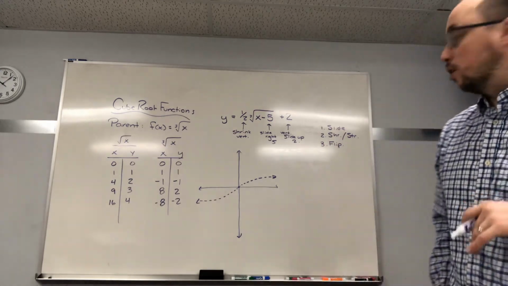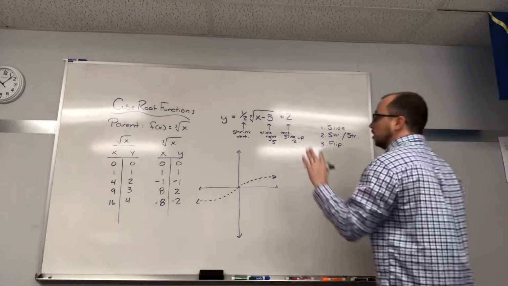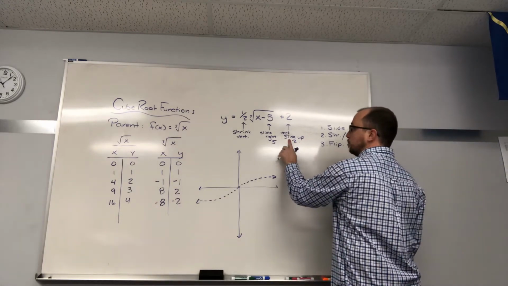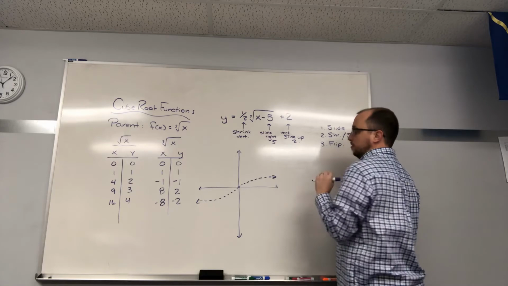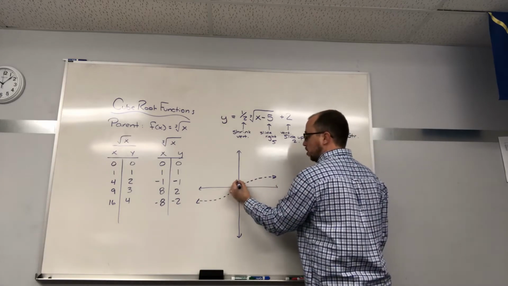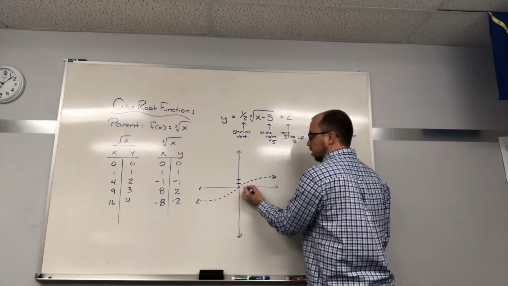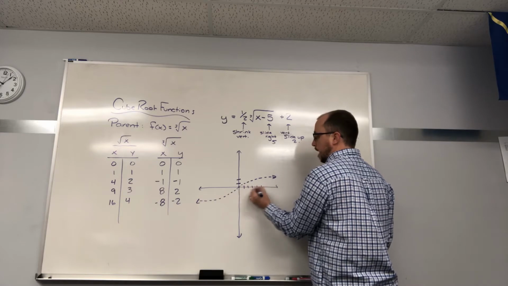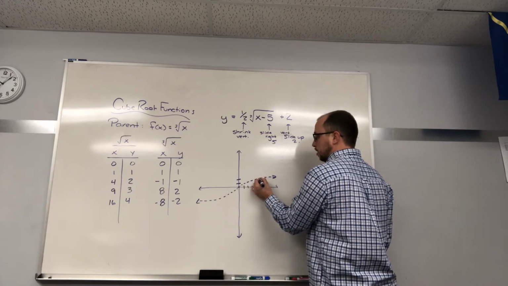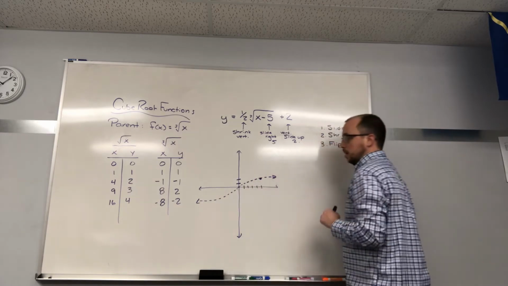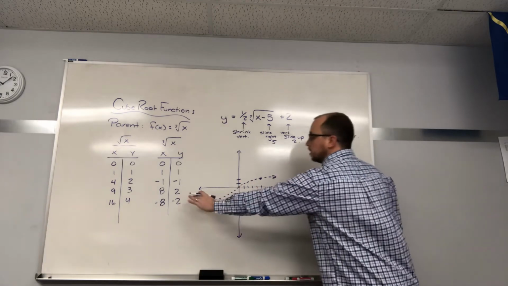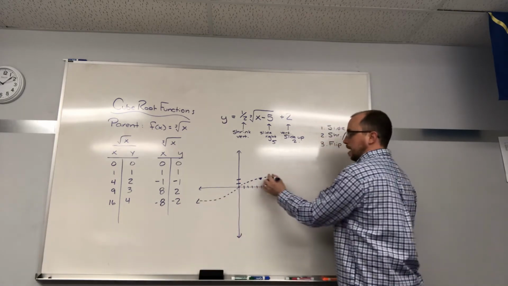All right? So first things first, we're going to do our slides. There are 2 slides. I'm going to slide up 2 and right 5. So I'm going to go up 2, 1, 2, and right 5, 1, 2, 3, 4, 5. Up 2 and right 5. Okay, so now our middle is right there. Now, if you want to erase and then rewrite it, fine. I'm just going to rewrite it.